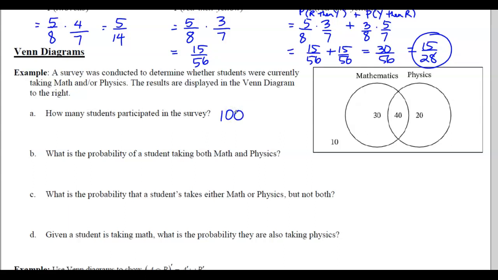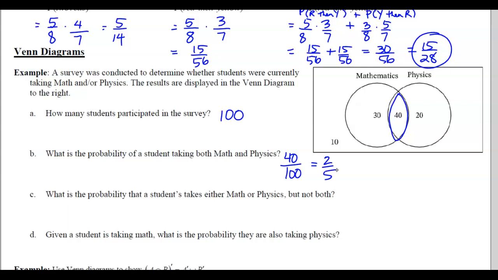So what's the probability of a student taking both math and physics? Remember, the and is the overlap. So here, that's the math and physics. These students take just math, these take just physics, these take both. These don't take either. So 40 out of 100. So that's 2/5. You can convert it to a percent if you're asked to.